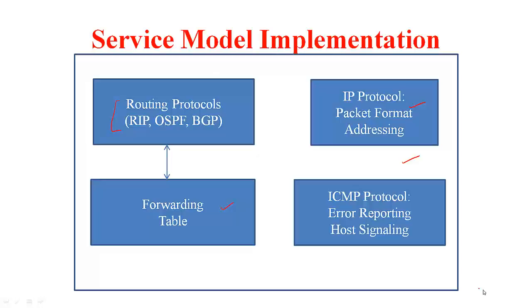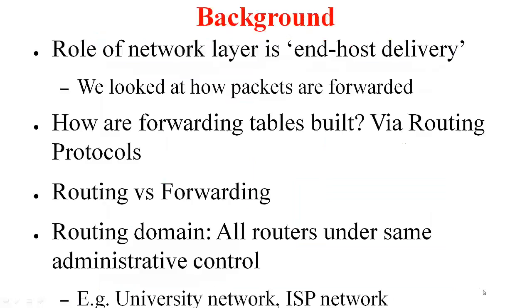But first, a few recap questions. The role of the network layer is to forward a packet from a source host to a destination host. And as part of this forwarding, it looks at these forwarding tables. So how are these forwarding tables built? That is part of the routing protocols. So that's what we are focusing on currently.